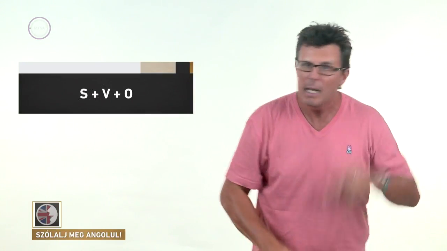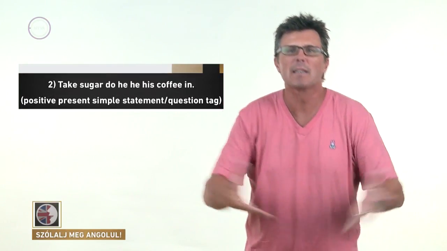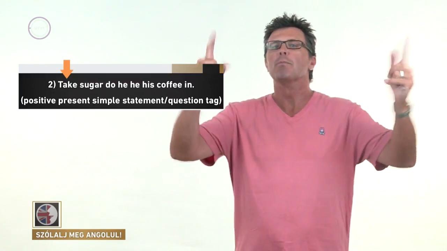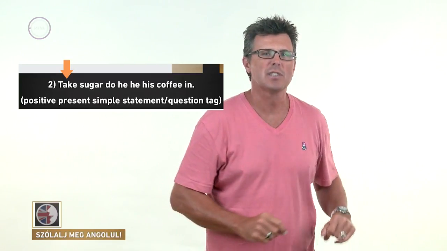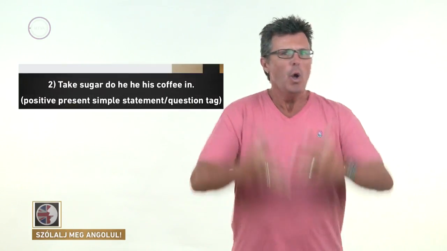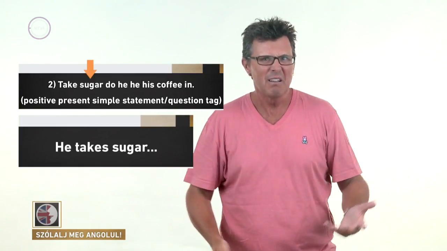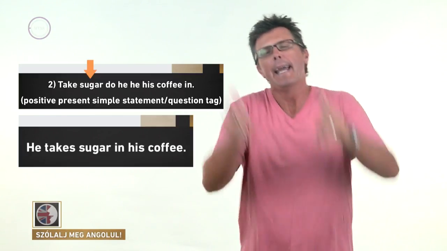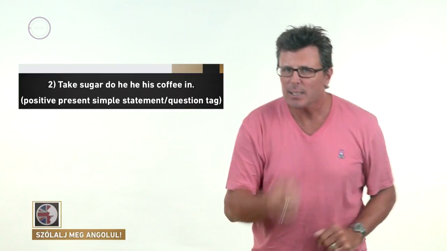S plus V plus O. What's the subject of the sentence? He. Good. What about the verb? The verb to take. Good. But what about conjugation? The subject is the third person singular. I take, you take, but he, she, and it takes. Okay, he takes. He takes what? What's the object? Sugar! He takes sugar. Where? In his coffee. He takes sugar in his coffee. Perfect. So that's the positive sentence.